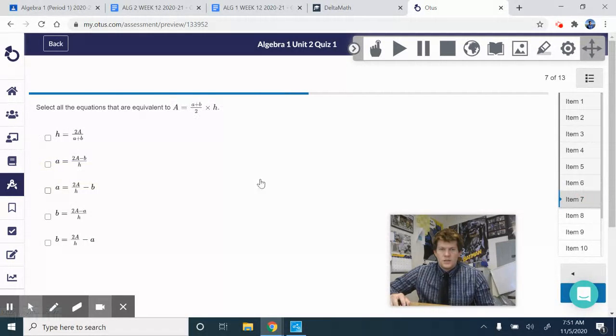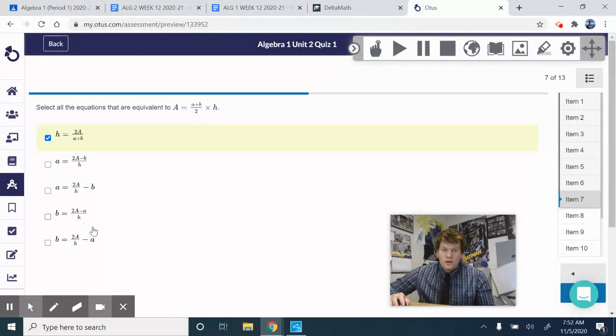Number 7 is trickier. Very similar, but trickier here because we have multiple operations going on. 5 different options. We have to pick all the equations that are equivalent. So if I'm solving for H, I'm timesing by 2 and then dividing by A plus B. That first one's right on. If I'm solving for little a or little b, I divide by H and then times it by 2. So I need 2a divided by H, which all of these have.